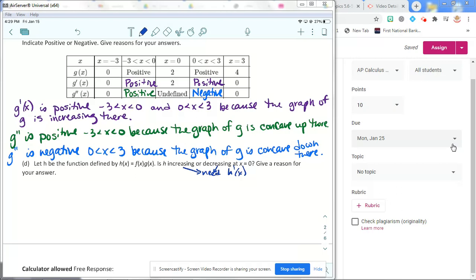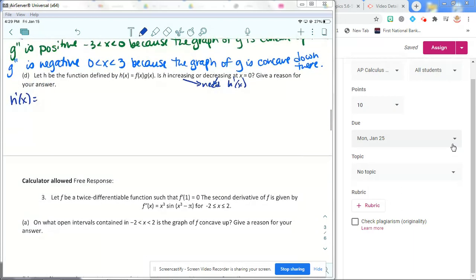Right? And then to find h prime of x, we're basically just going to write out the product rule. So we would leave f alone and multiply by the derivative of g, and then leave g alone and multiply by the derivative of f. So you'll get points for just writing out the product rule. Then we would get points for filling in the value we want, which is 0.